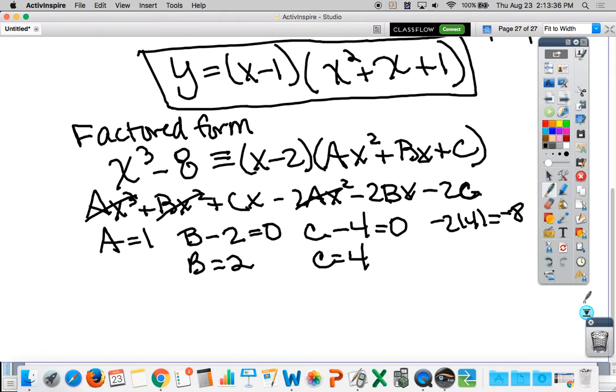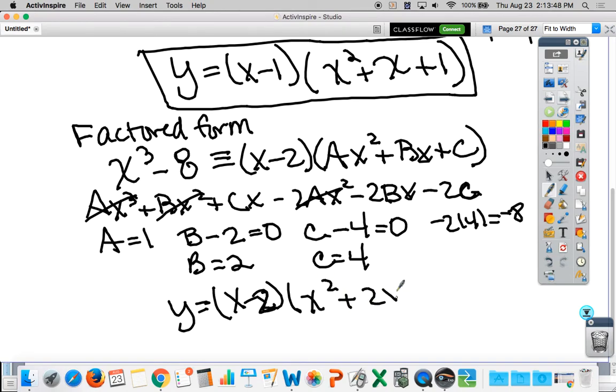All right, so my factored form would be x minus 2. My a is 1. My b is 2. My c is 4. And if you try to do the polysolve with the quadratic, it's going to give you imaginary numbers because there's nothing that multiplies to get 4, 1 and 4, 2 and 2, and they don't add to 2. So it's not factorable. This is the factored form.